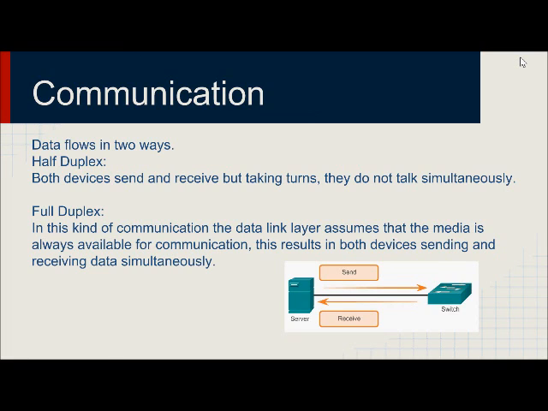Communication between nodes can be of two ways, half duplex and full duplex. In half duplex, both devices send and receive by taking turns. They do not talk simultaneously. In full duplex, the data link layer assumes that the media is always available for communication. This results in both devices sending and receiving data simultaneously.